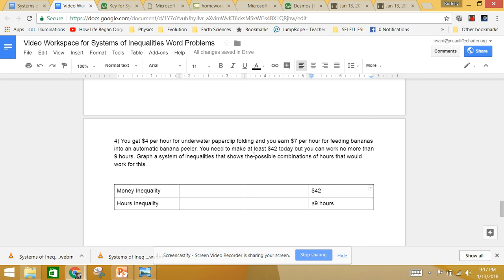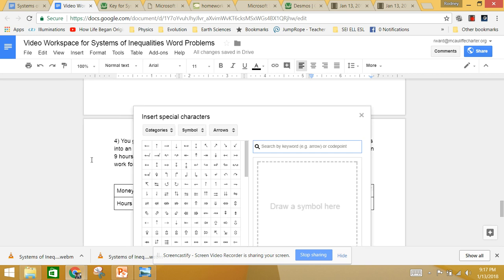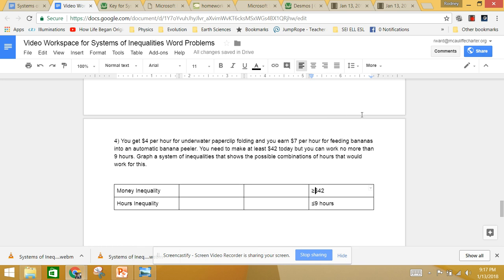I also need to make at least $42, which means I can make $42 or more. So this is a greater than or equal to inequality. And I get my greater than or equal to symbol. And there it is. Okay, now let's see what goes into these inequalities.